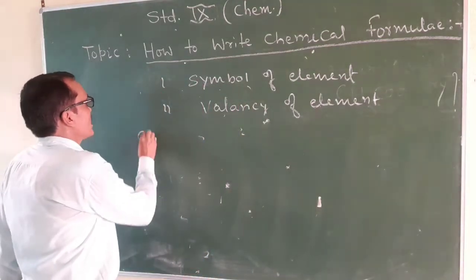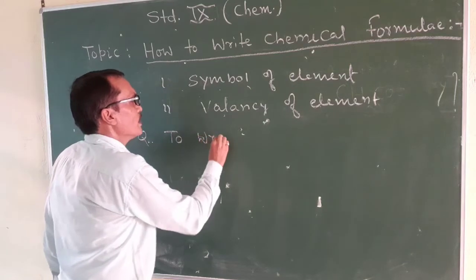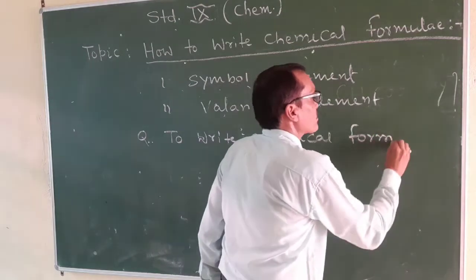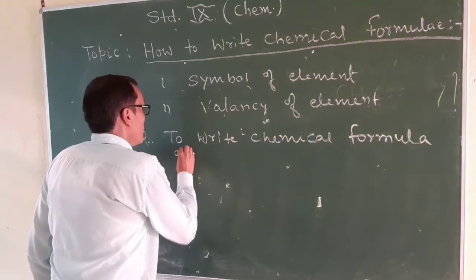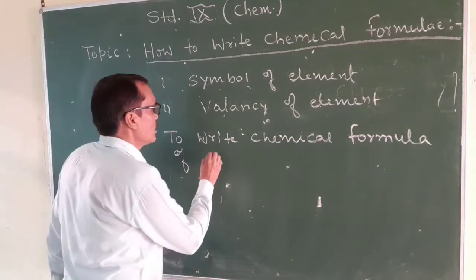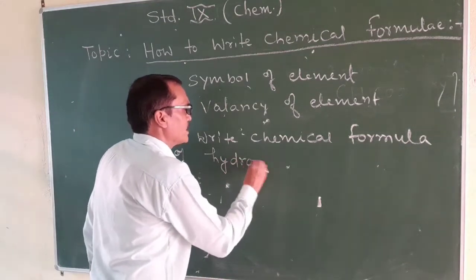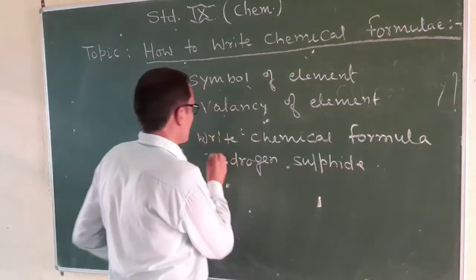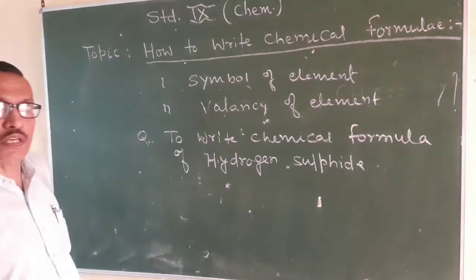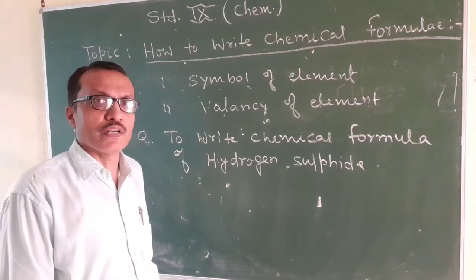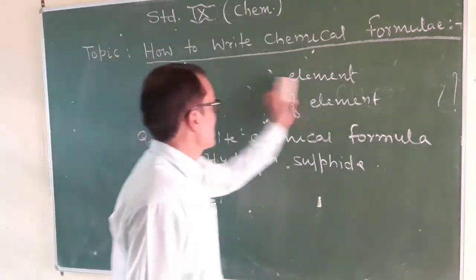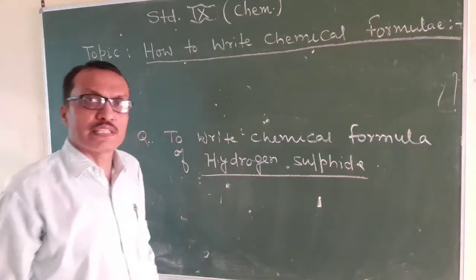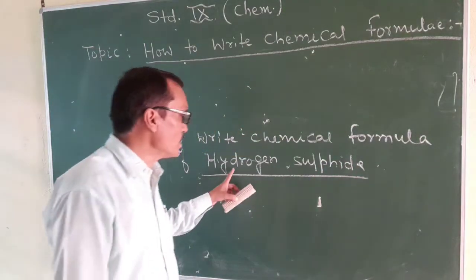Suppose someone asks to write the chemical formula of hydrogen sulfide. Suppose this is the question. Hydrogen sulfide, what will be the formula of hydrogen sulfide? So students, in the compound hydrogen sulfide there are 2 elements, hydrogen and sulfur.